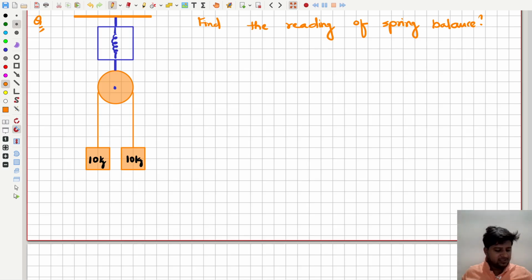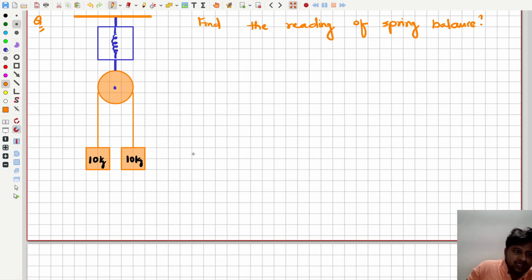Find the reading of the spring balance. Be fast. How much? 20. What unit will you write? It is kg weight, okay. So what is that answer?